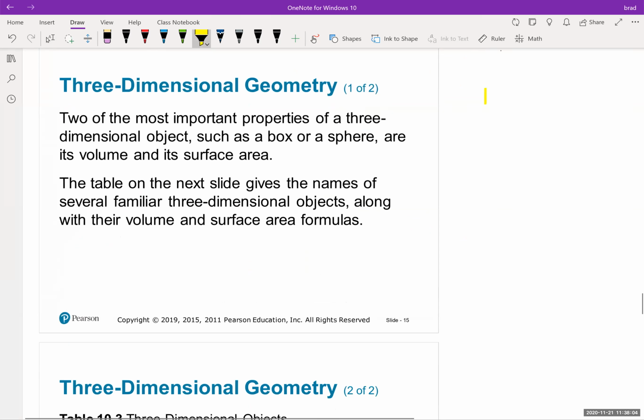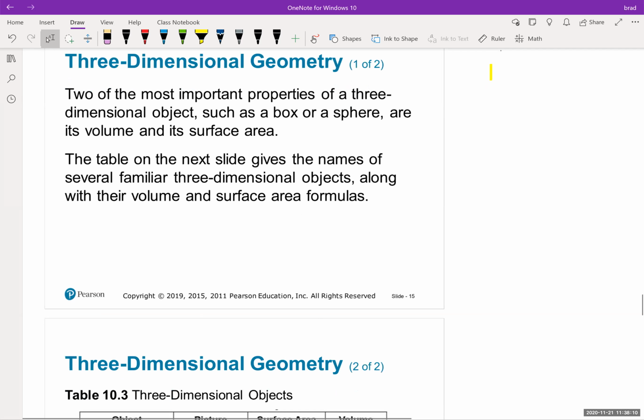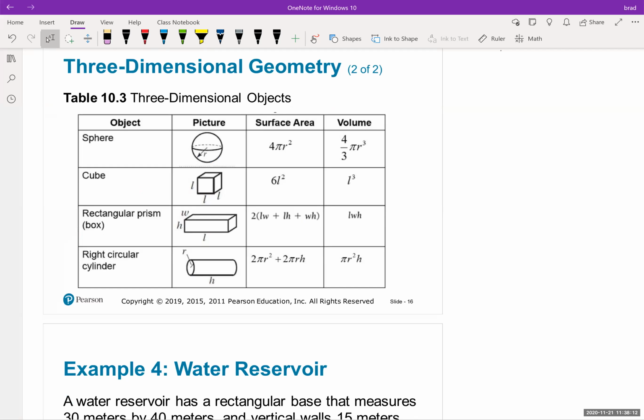Two of the most important properties of three-dimensional objects, such as a box or a sphere, are their volume and their surface area. So now let's look at some formulas for these. Again, you guys, these are just common formulas that you can use. At this point in the course, it's more important that you know them so you can plug stuff in. It's not a test on memorization.